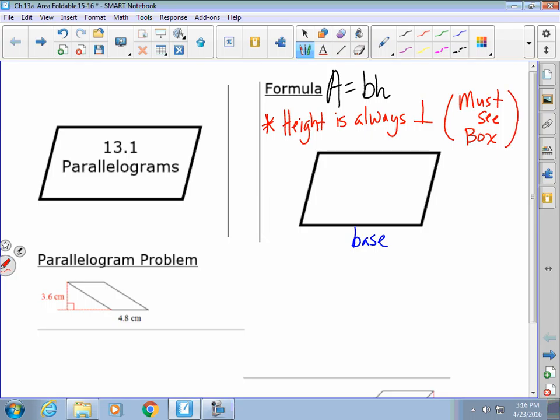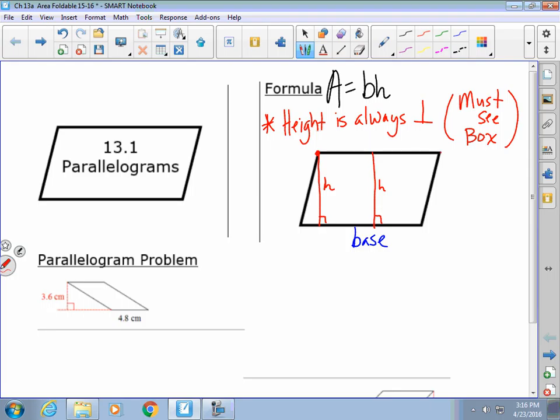And the best way to identify the height is to go from a vertex, from a corner, so I'm at the top left corner, and come all the way down so that you have a perpendicular line to the base. And so this is the height. So I went ahead and labeled the height. Now some of you had the line in the center, that's fine, as long as that line is perpendicular. That could also be the height.